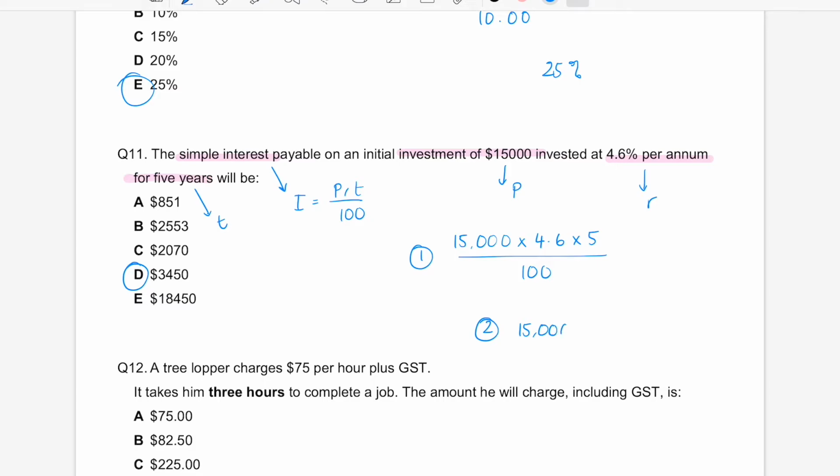You can also write it in the following way into your CAS. So you can do $15,000 times 4.6 divided by 100 and then times 5. Just know that those two are exactly the same, so it really doesn't matter how you enter it in. If you did option 1 or option 2, you will get the same answer at 3,450.